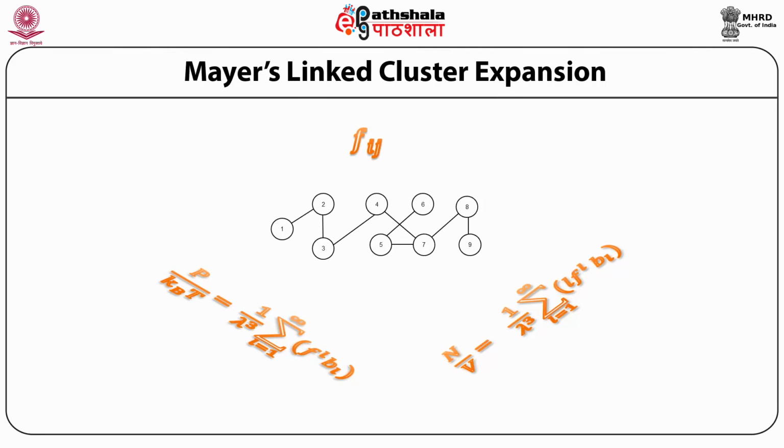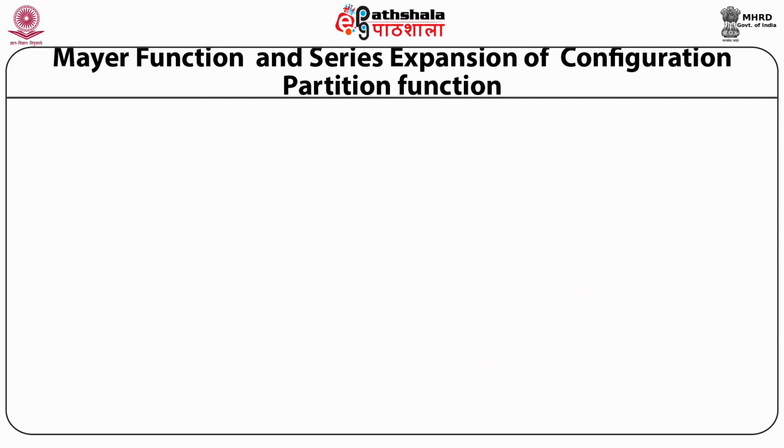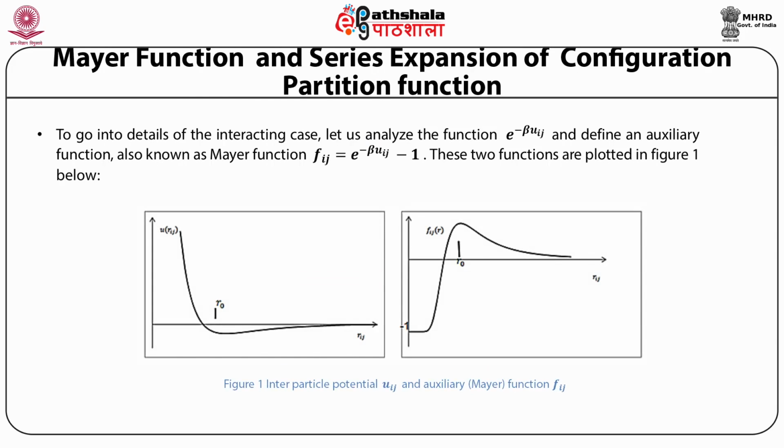Meyer's linked cluster expansion. Meyer function and series expansion of the configurational partition function. To go into details of the interacting case, let us analyze the function e raised to power minus beta u_ij and define an auxiliary function, also known as Meyer function, f_ij equal to e raised to power minus beta u_ij minus 1. These two functions are plotted in figure 1 below.